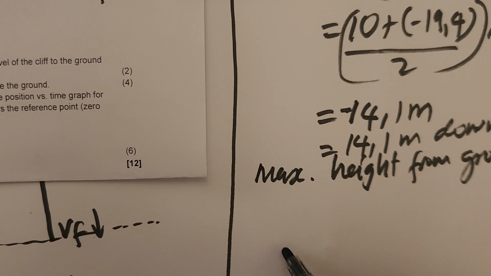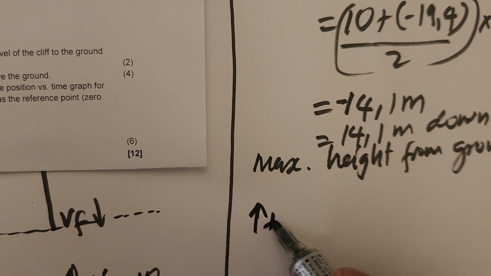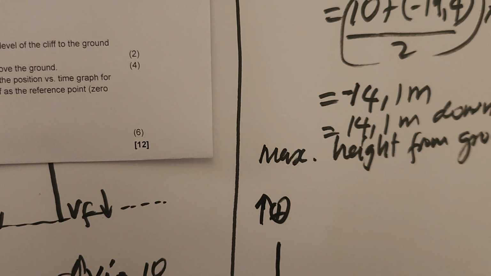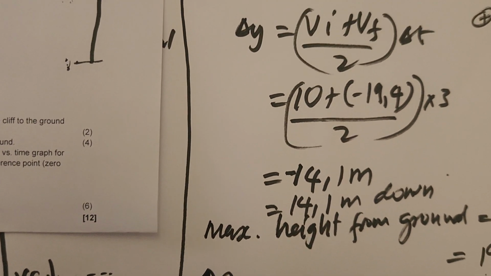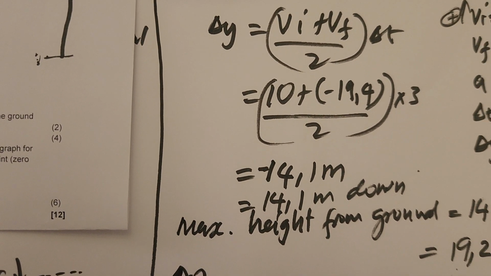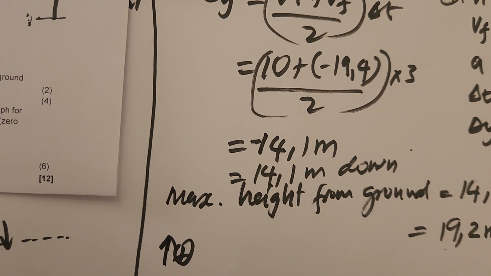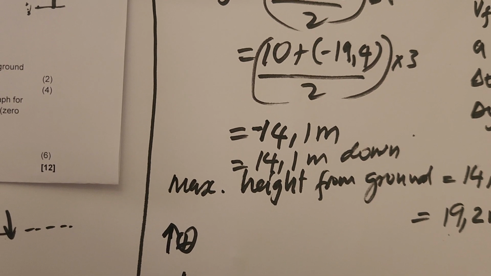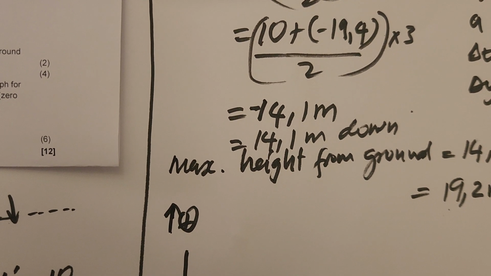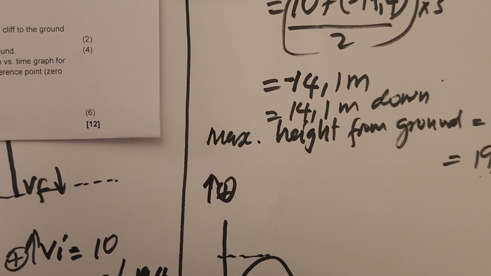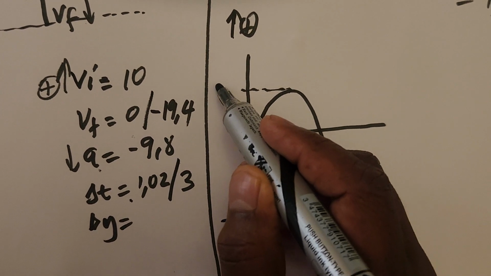If we take upward as positive, then this will be the graph. If upward is positive, because it starts by going up, therefore we'll start with the positive gradient. This will be the case. Then we'll end up somewhere here. According to our calculation, this will be negative 14.1, and then this will be positive 5.1.